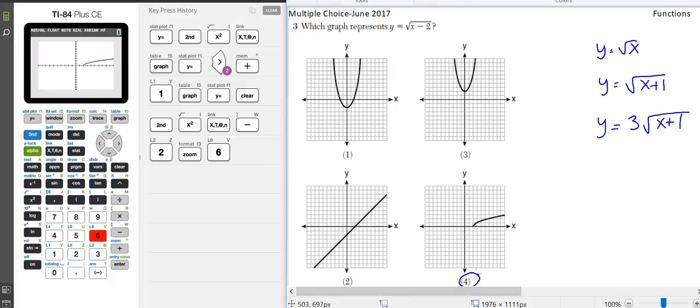And we kind of expected that, because we know that all radical functions look something like this, or if they're reflected over the x-axis, they'll look like that. But they look something like this. You know that this is a parabola, this is a quadratic, this is a parabola, this is a quadratic, and this is a linear, this is a line. So by process of elimination, you would have been able to figure out choice 4 is the correct answer.